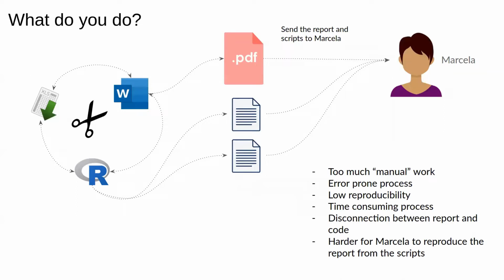On the other side, Marcela also wants the code. So you send the PDF to Marcela and the scripts. But you did exactly the same thing as you did with Pablo. You were copy and pasting everything around, so you spend a lot of time. So you have the same disadvantages as the workflow that you used to send the report to Pablo, but also for Marcela, there is going to be a disconnection between the report and the code. And also it's going to be harder for Marcela to reproduce the report from the scripts.